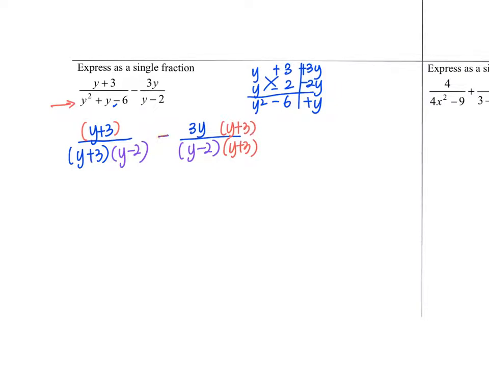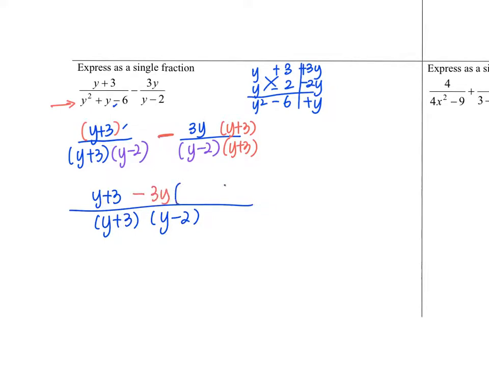But be careful, there is a negative sign over here. So now we're going to write this as one single fraction, y plus 3 and y minus 2. The numerator here is y plus 3. This one over here is minus 3y times y plus 3. Why? Because there will be some effect on the sign. So the denominator, we do not expand, we leave it the same.